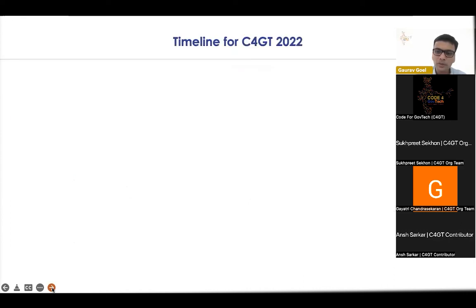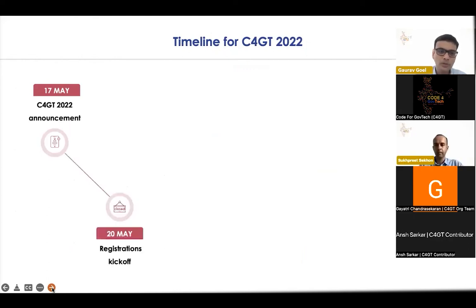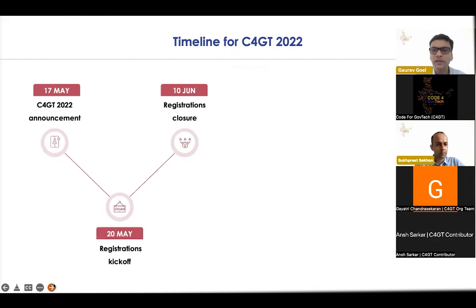Let me now run you through a brief timeline of C4GT this year. C4GT 2022 was announced on the 17th of May. It was on the 20th of May that we opened up for applications, for registrations by engineering students. Before that, all the projects had been identified. Applications closed on the 10th of June. We had around 20 days during which potential contributors could apply for different DPG projects.